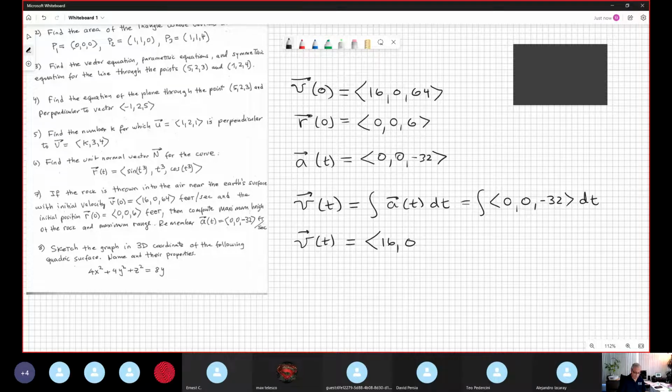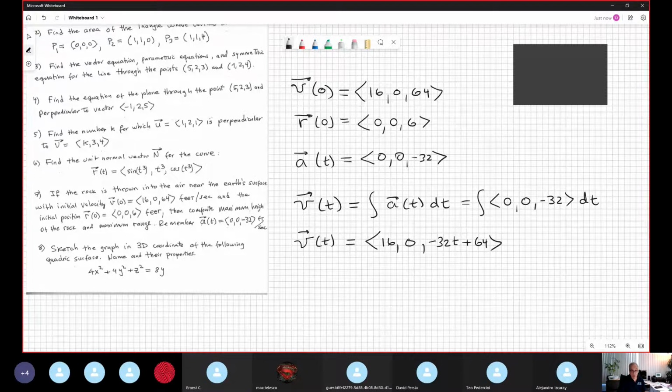Now, comma, the antiderivative of negative 32 is negative 32t plus 64, which is the initial velocity in the z direction. So this is the vector-valued function associated with the velocity.